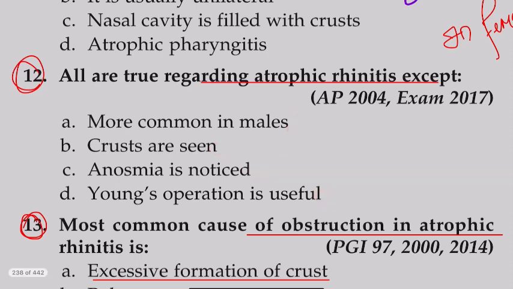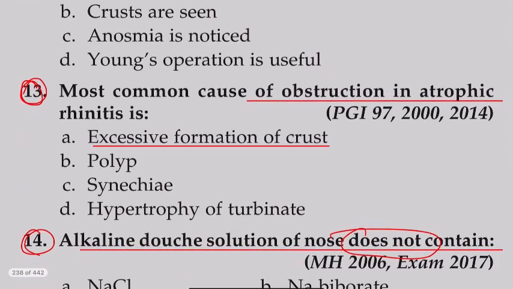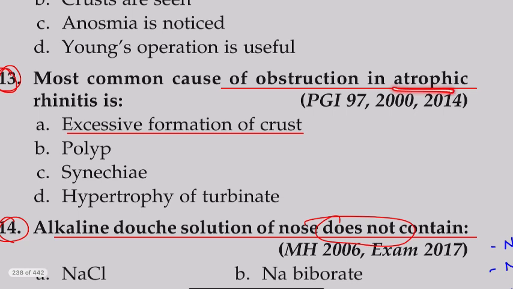Okay, the most common cause of obstruction in atrophic rhinitis is excessive formation of what? Crust. The excessive crusting leads to nasal obstruction in spite of what? Roomy cavities. Excessive crusting will cause obstruction in spite of roomy cavities.